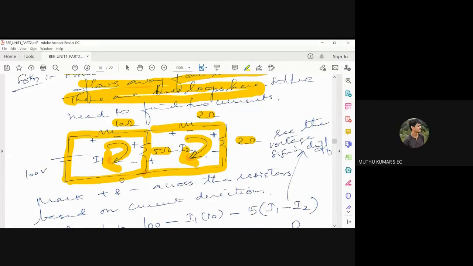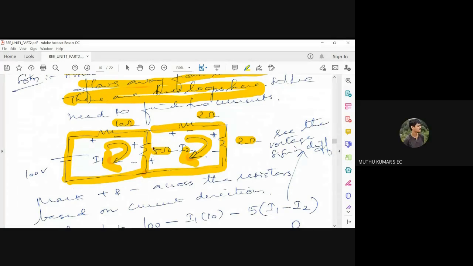So 100 minus what is the voltage across the 10 ohm? Use Ohm's law. What is Ohm's law? V is equal to IR. What is the current flowing through the 10 ohm resistance? Sir, I into 10, sir. See the current properly and say what current I have assumed in that mesh. I1, right? Yes, sir, I1. So 100 minus I1 into 10. Good.